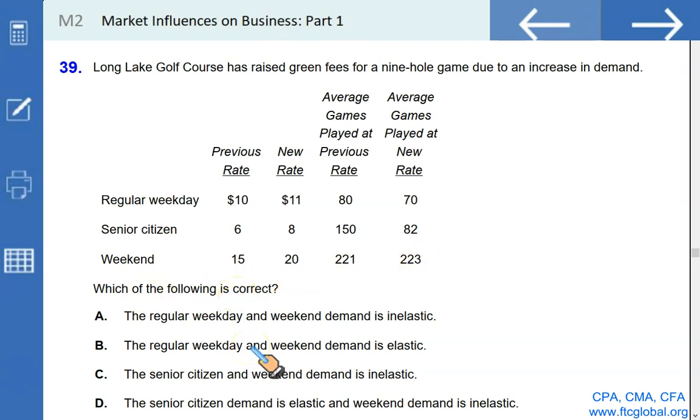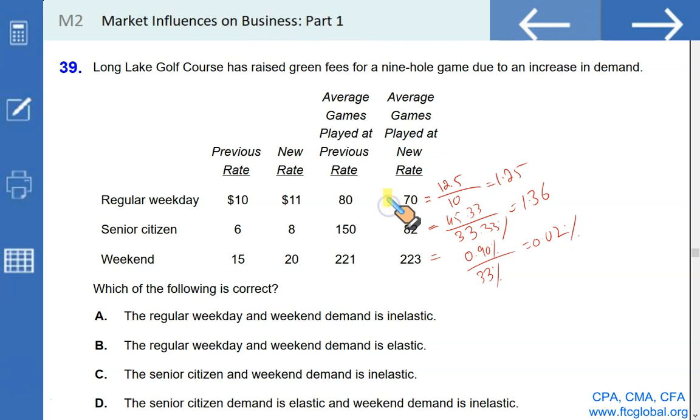There are two ways you can do this question. The first is you can calculate the price elasticity of demand for each one separately. How are you going to do it? Calculate the percentage change in quantity demanded divided by the percentage change in price, and do this for all. So here I have calculated the price elasticity of demand for all these classifications. Change in price 10%, change in quantity demanded 12.5%. Similarly for senior citizens, 1.36, and weekenders are very less elastic.